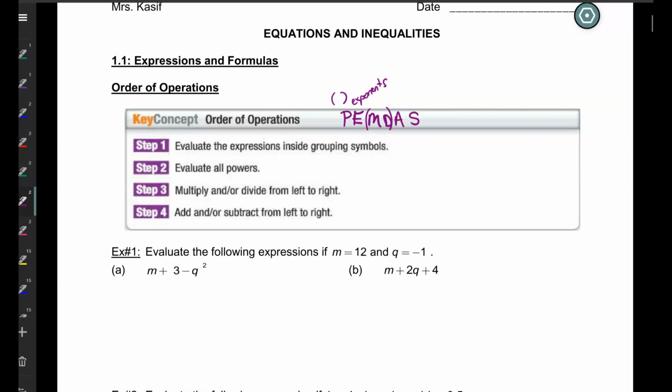They're treated equally. Same thing for addition and subtraction, okay? Just working from left to right. And this kind of spells it out, right? Evaluate the expressions inside the grouping symbols.